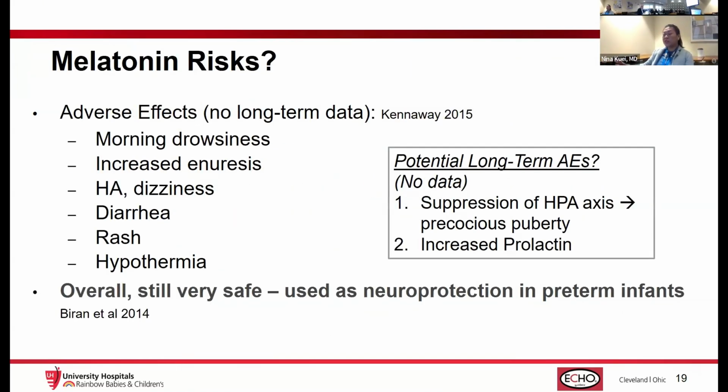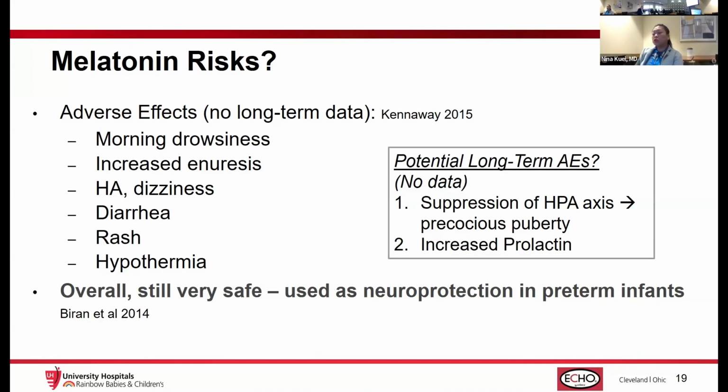And then in terms of risk, I get these questions all the time from parents because of a lot of the social media contacts that have come up. But adverse effects, so the important thing is there's no real long-term data that substantiates this, and they're pretty rare. So some morning drowsiness, increased enuresis, headache, dizziness, diarrhea, rash, hypothermia in very rare cases. But overall, it's incredibly safe to use at lower doses. In fact, in the NICU world, we actually use it as neuroprotection because it helps stimulate neuroplasticity in those patients.